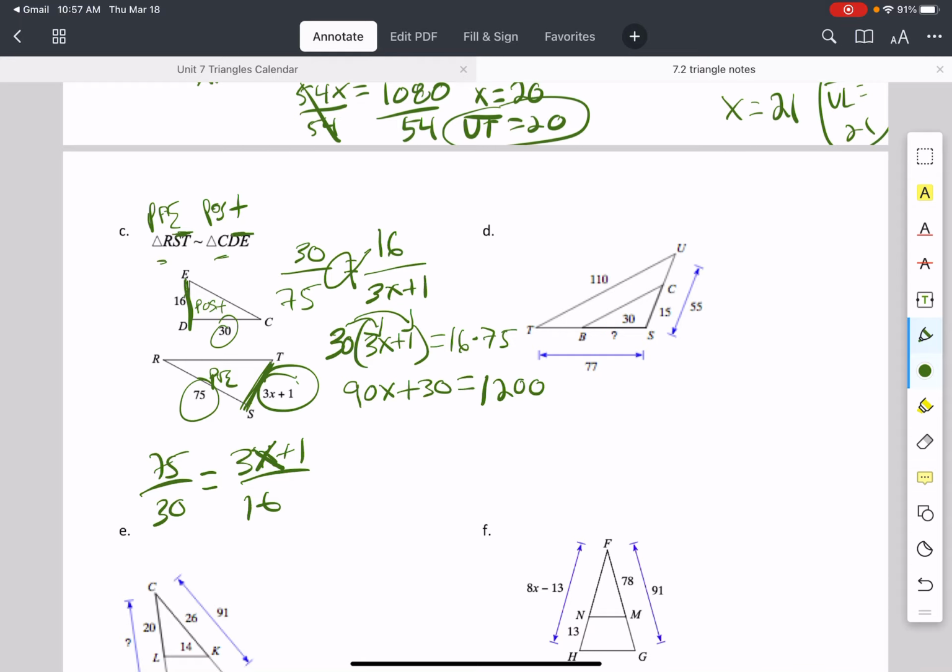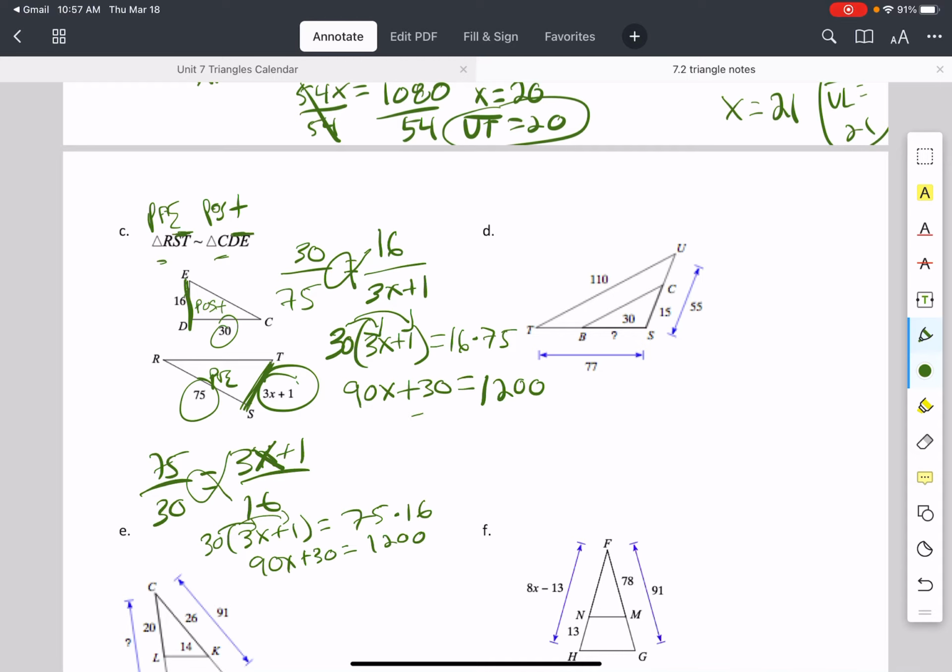So again, if I told you that this was the right setup, totally do it from there, because look, once I cross multiply, I still end up with the same answer because I still have to distribute. So 90x plus 30 equals 1,200. So at this point, no matter which way you set up your equation, you have the same thing. Make sense? Okay.